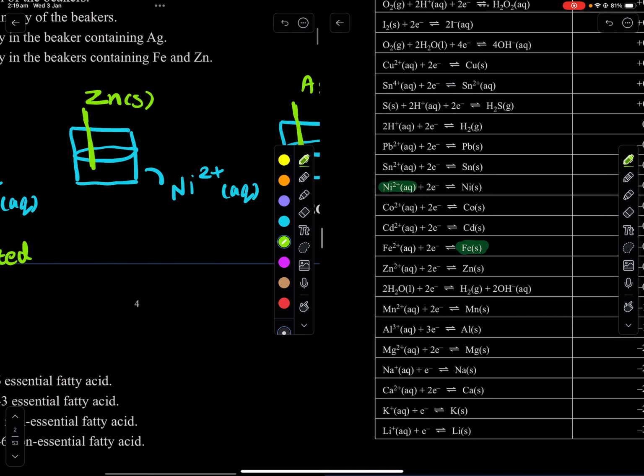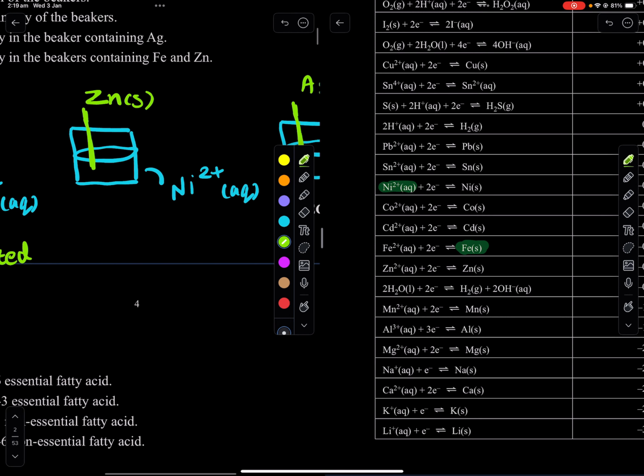Next one, what about zinc and nickel 2+? Let's look at zinc. Where is zinc solid? It's just below over here. Yes, this also will have a reaction occurring. So again, nickel will be deposited. Next one, silver. Let's look at the silver. Where is silver? Ag. That's a problem. There wouldn't be a reaction over here. There's no reaction occurring.